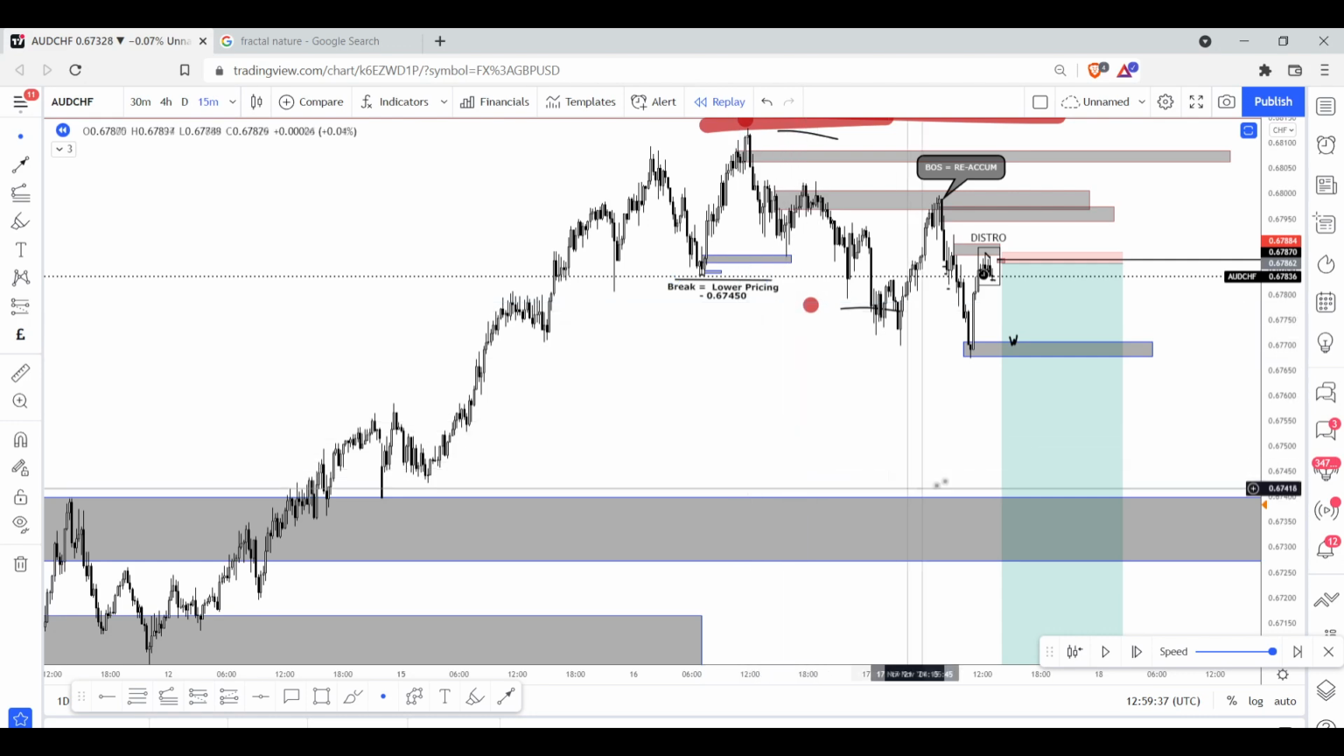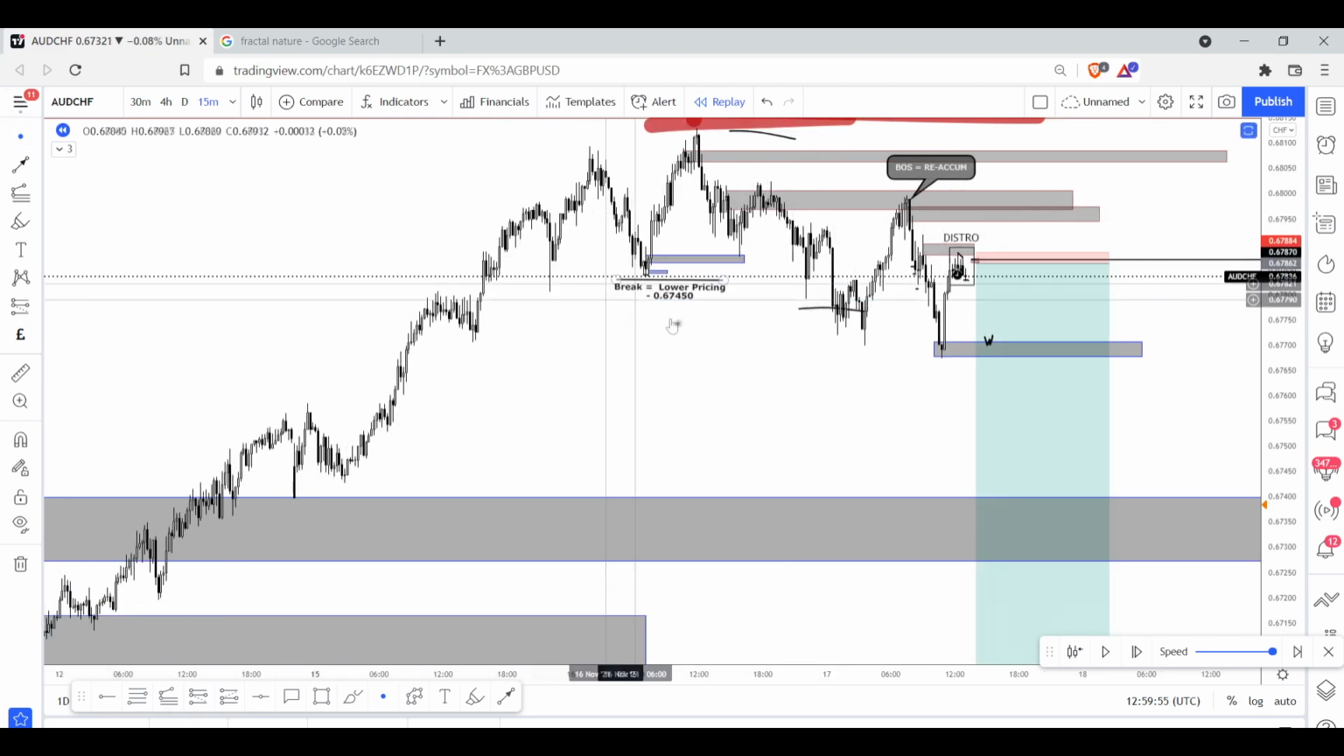Now, of course, that was an area where we did take partial profits. And again, I'll show you guys the trade management, because trade management is super, super important. When you guys get better at trade management, it's going to allow you to not only catch higher risk to rewards, it's also going to allow you to make more money in the market, which ultimately we want.